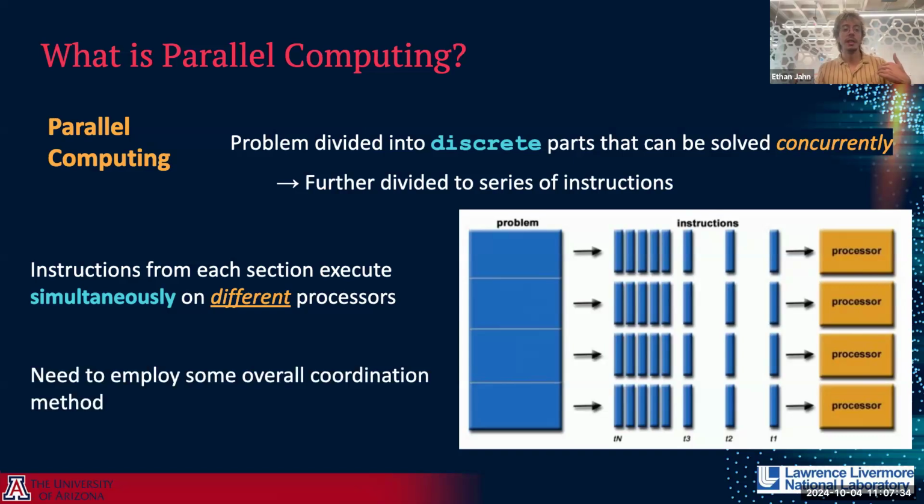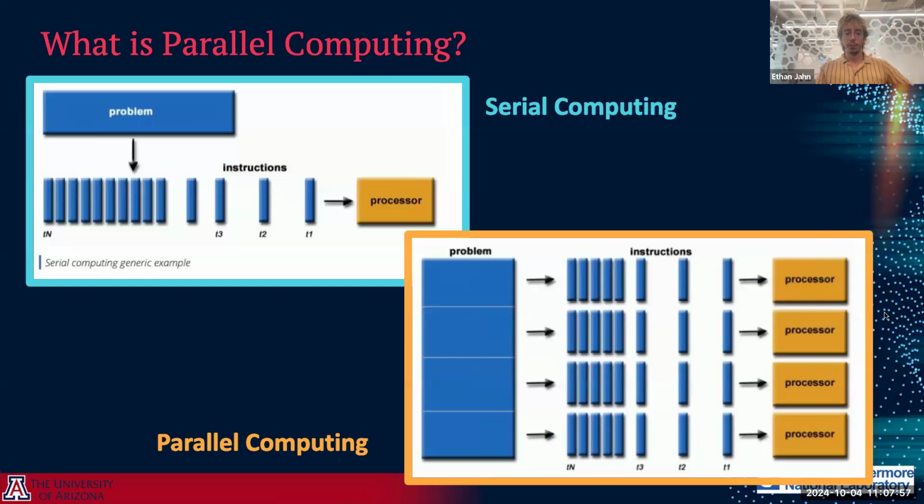So this idea of independent processes is really important to parallel computing. And generally speaking, you need to employ some overall coordination method. You have all of these processors working on the same problem. If they need to share information between each other, you need to implement some type of, they call it a communication protocol. So just to put these pictures next to each other, serial computing, single stream of instructions fed into a single processor. Parallel computing, multiple streams of instructions fed into multiple processors. So this is a big picture overview of the difference between serial and parallel computing.